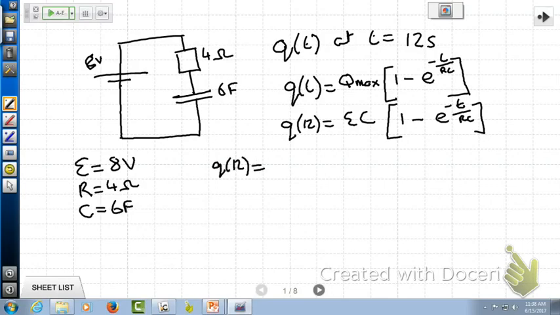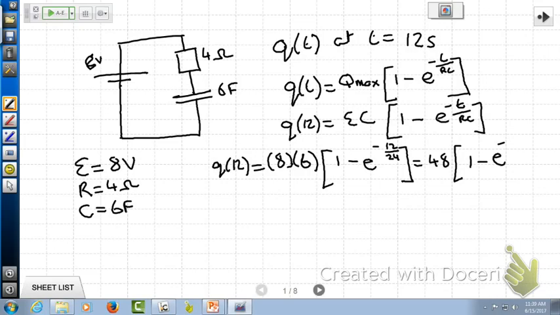So Q at 12 seconds is equal to, what's my E? 8 volts. What's my C? 6 farads. 1 minus e to the minus t. T we said was 12 seconds over RC. RC is 4 times 6, 24. Which equals, 6 times 8 is 48. 48 times 1 minus e to the minus 0.5.